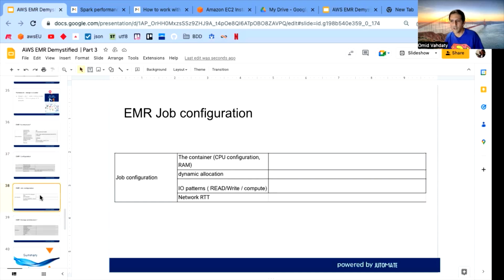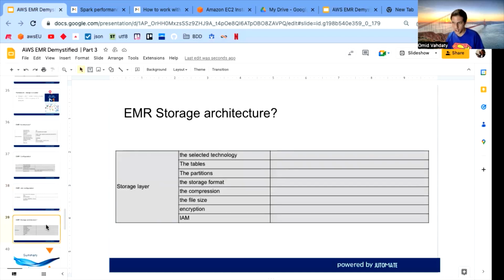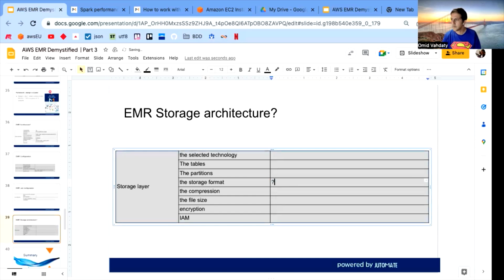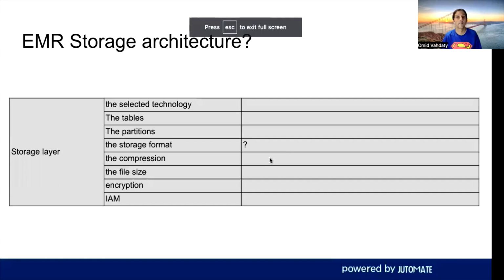What about jobs? Do we need to consider any jobs? Not really, because we don't have any jobs. It's analysts doing their jobs. There's no automation in this use case. What about the storage, or the partition, or the compression, or the storage format? What should we recommend the analysts to use? What storage format, for example? Do you remember the options we had? We had Parquet, we had ORC, we had Avro, we had CSVs, we had JSON files.